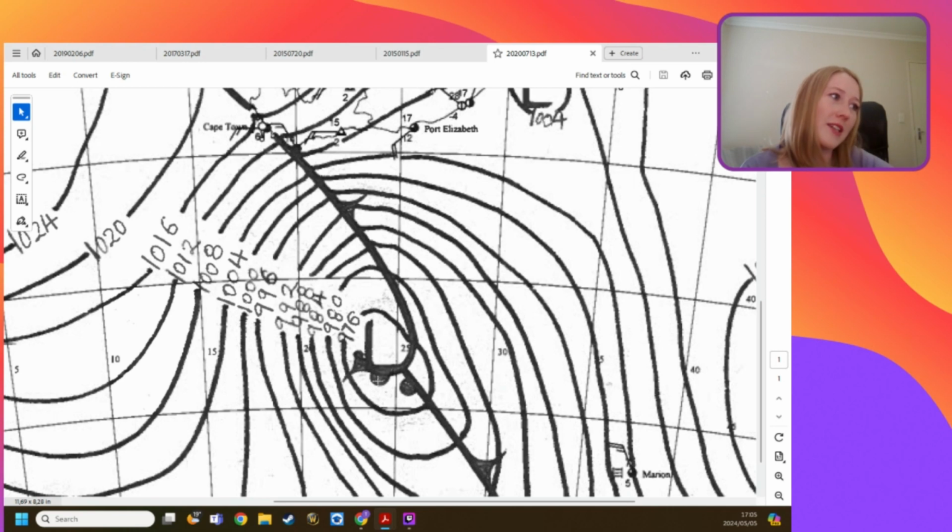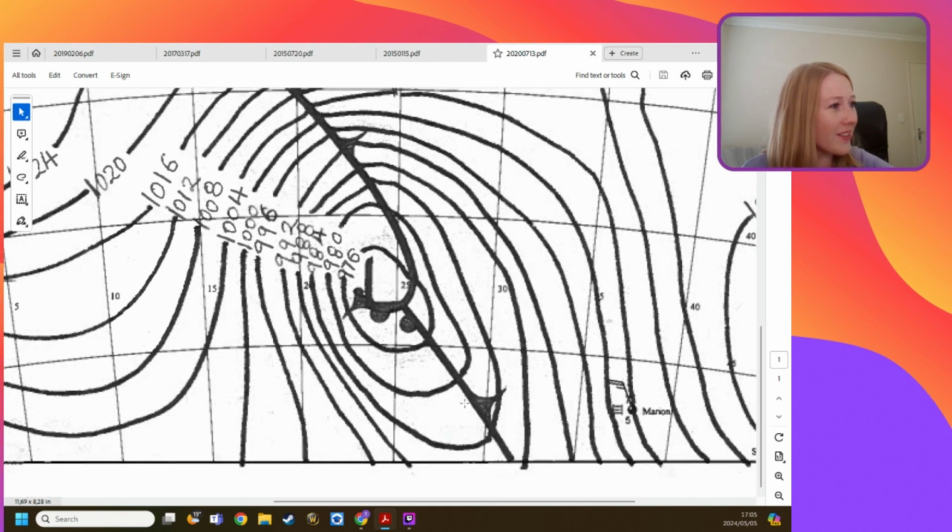There you can see it, the little semicircles. That is supposed to be the warm front. But right over here, we've got another cold front attached. So what that means is that further south, there's another mid-latitude cyclone. So we've got two mid-latitude cyclones connecting to each other.